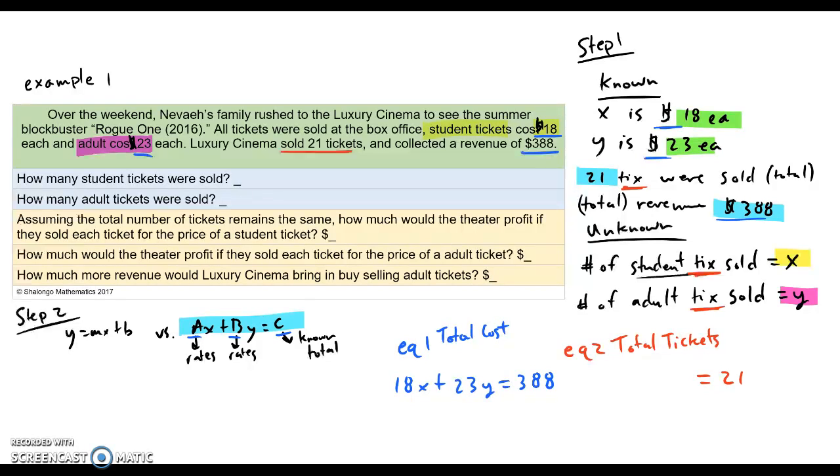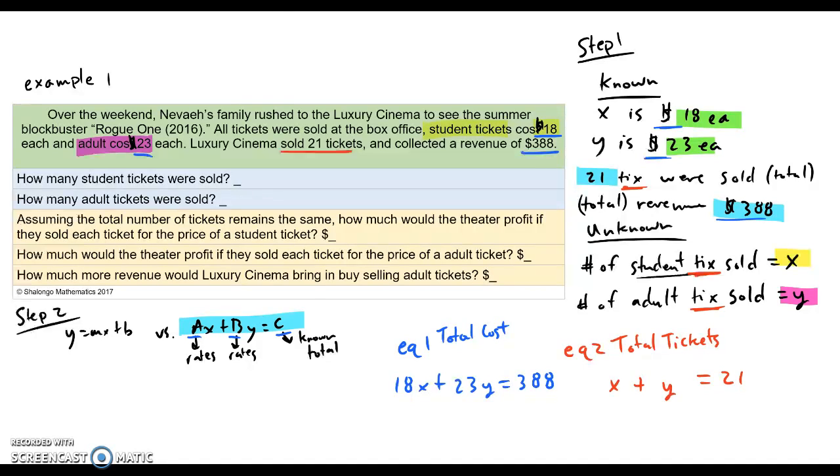What we don't know is how many student tickets were sold, and we don't know how many adult tickets were sold. But we know that when we add those 2 individual totals up, they're going to have to equal the total number of tickets, which is 21.